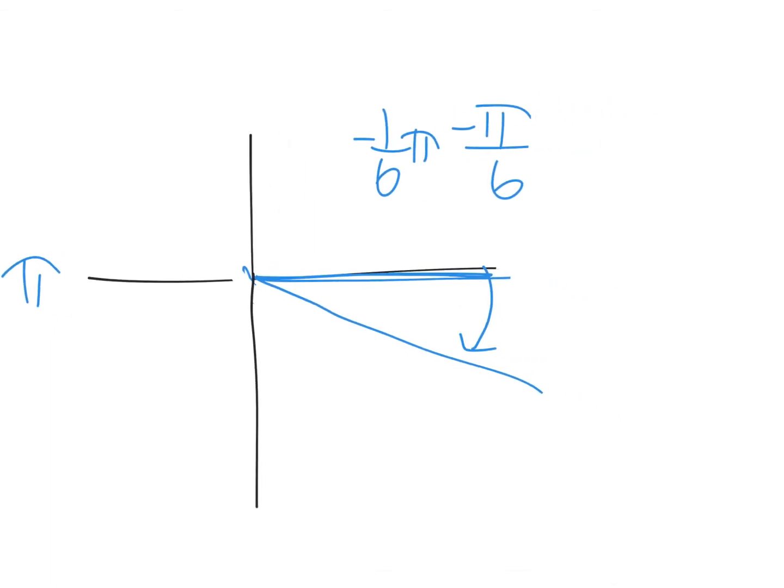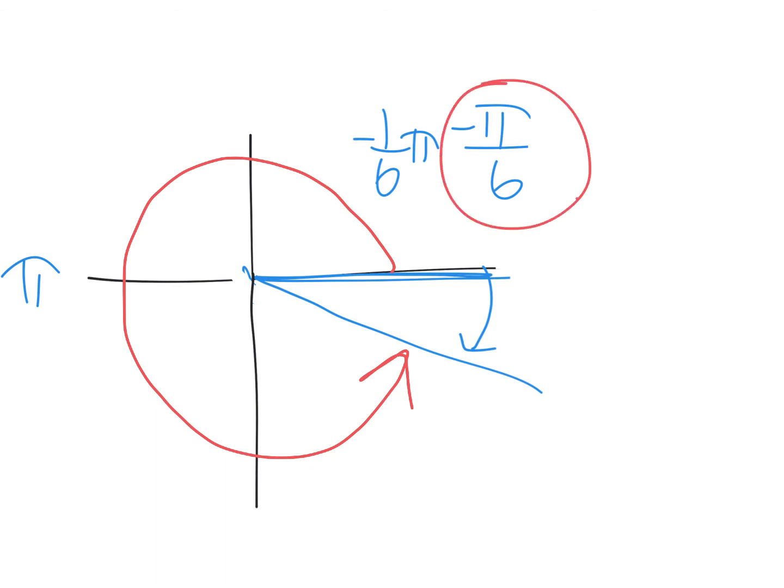And then they might say, find 3 other names for that spot. One could be a negative number of degrees. One could be a positive number of degrees. And one could be a negative number of radians. Hint, you'd count a whole bunch of pi over 6s to get there. All right, find me 3 other names for negative pi over 6.